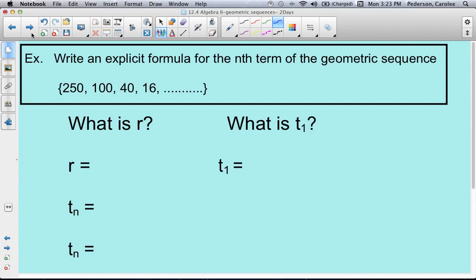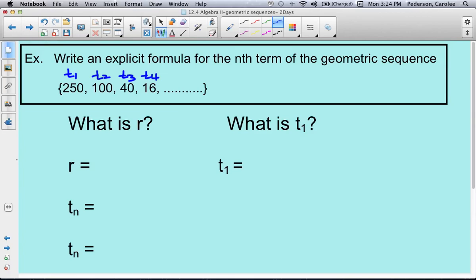All right, here's our example. Write an explicit formula for the nth term of this geometric sequence. So we give you term 1 to be 250, term 2 to be 100, term 3 to be 40, term 4 to be 16. And we want to find out what is the common ratio, and to see, do we have a common ratio? So to find the common ratio, you just start at any random term.